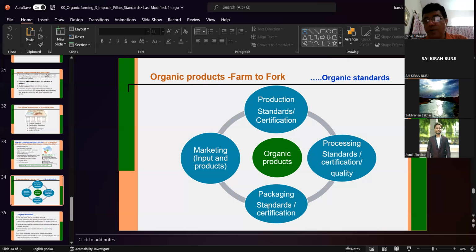If you store your product before marketing, then also you have some standards. What would be the shelf life? What would be the moisture content? And so many things are there. So standards are also there at the level of storage.